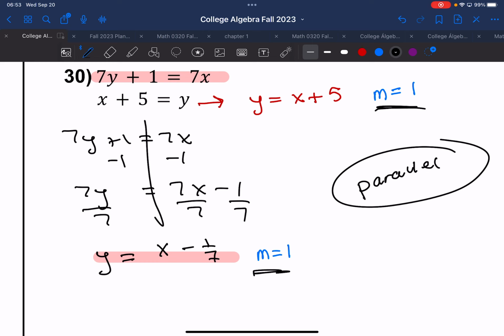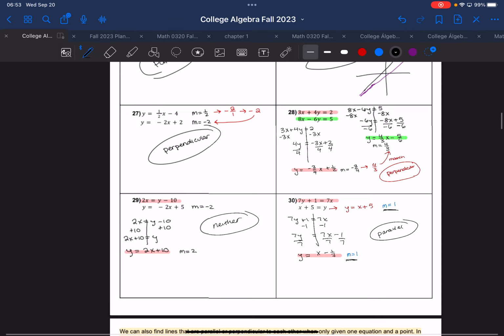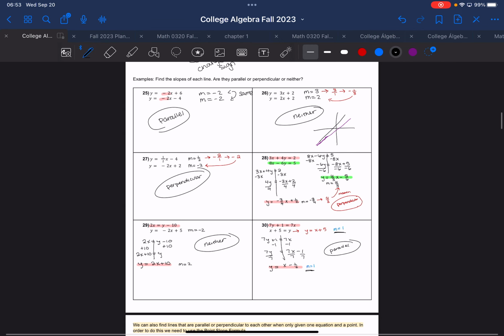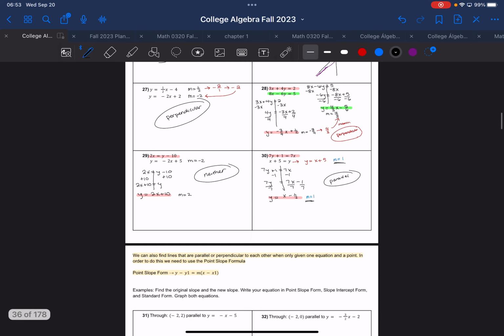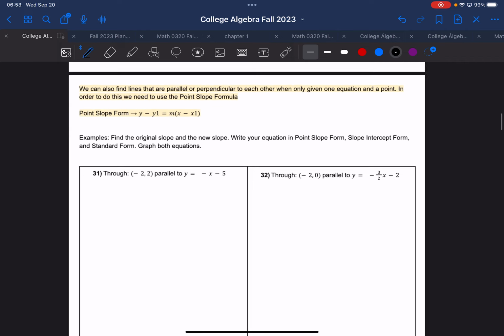Okay. You're never going to have a problem where you're going to be solving for these type of examples, okay? This is just to show you the difference between parallel, perpendicular, and neither. The problems you're going to see on an exam are the next problems that we're doing.